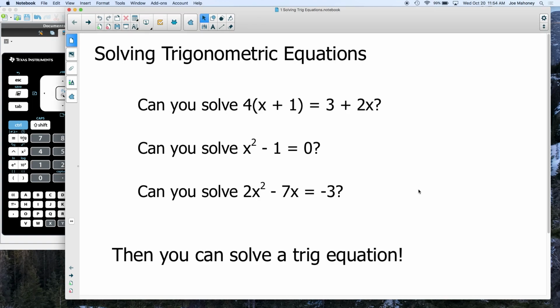So we're going to jump into solving some trig equations today. Basically, if you can solve any of these equations from algebra, you can solve a trig equation. It's really just solving equations and then doing a little bit of trig at the end.